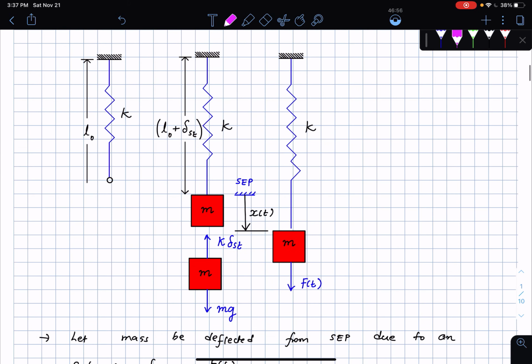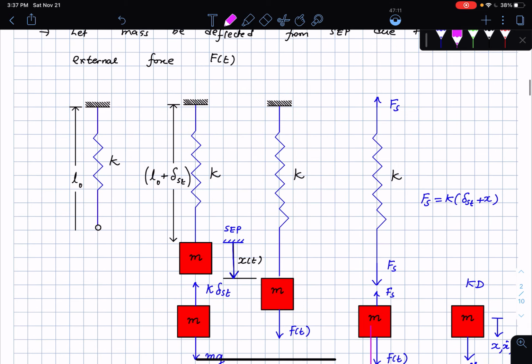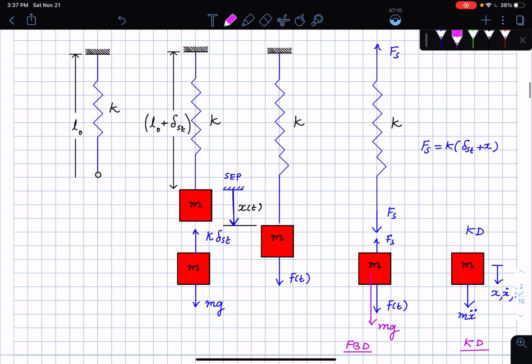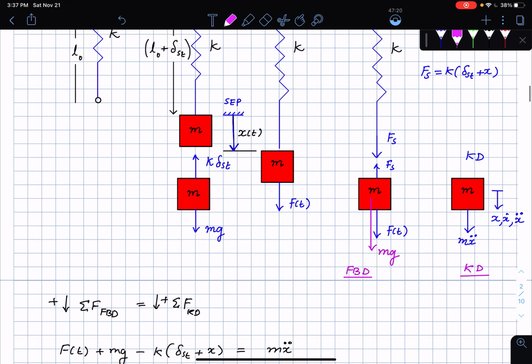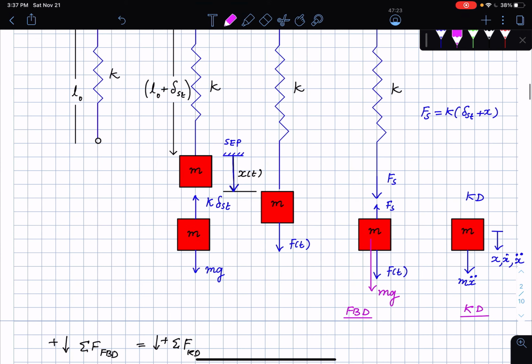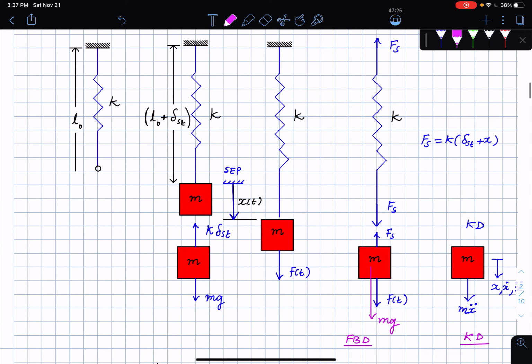Then I say, okay, from the SEP, deflect the mass by an amount x of t. What's going to happen? Then the mass is going to start showing oscillatory behavior due to the applied force f of t. There is a force applied, f of t. And if I now draw the free body and the kinetic diagram from the SEP as the mass is getting deflected, here is the situation that I have. These are all things that I see, and maybe I want to scoot this down a little onto the side so that you can see everything.